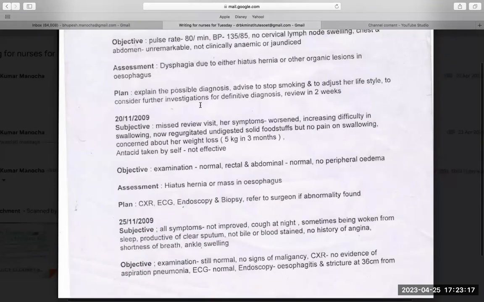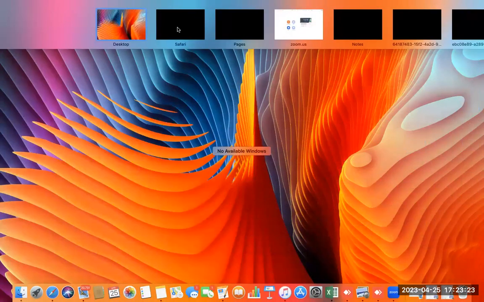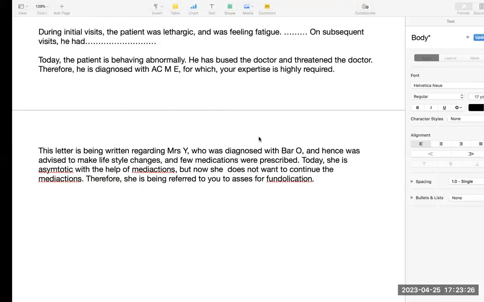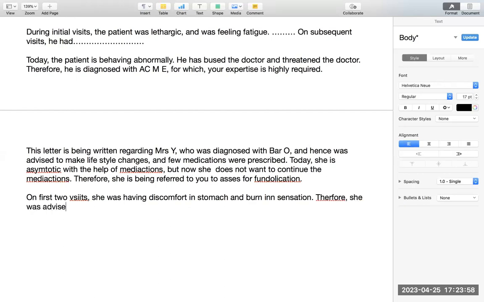So you can simply say, if I have to write the letter now, the next paragraph which I would like to write would be like, on first two visits she was having discomfort. So I will mix up all the data: discomfort in stomach and burning sensation. Please don't feel scared in the exam that you're missing the data. Therefore, she was advised to undergo few investigations.